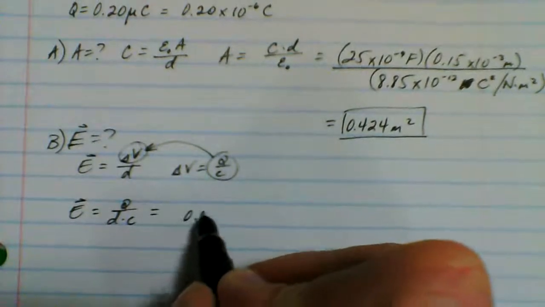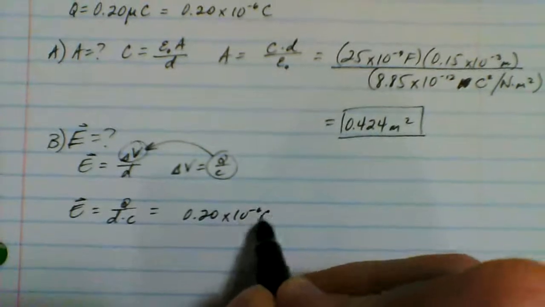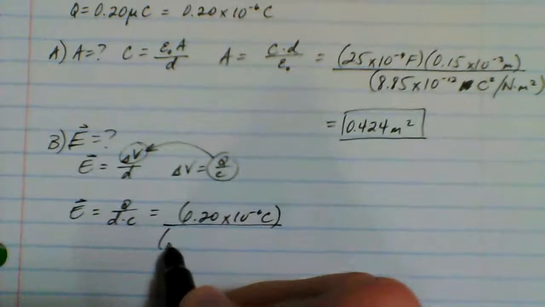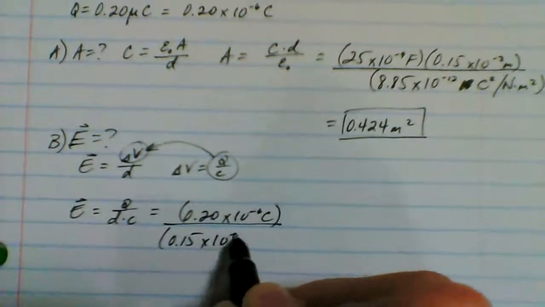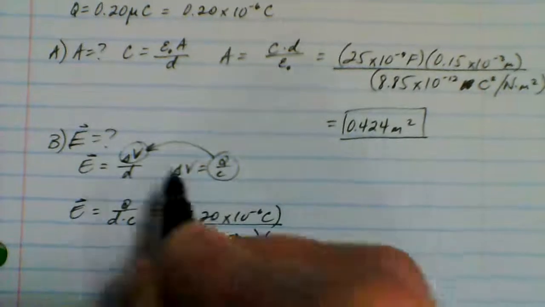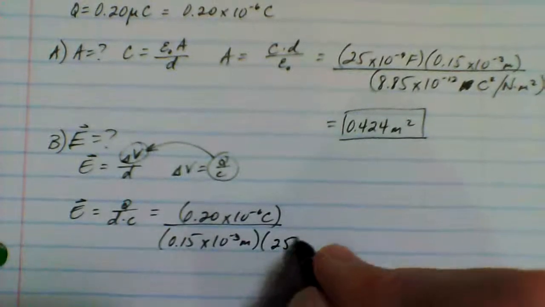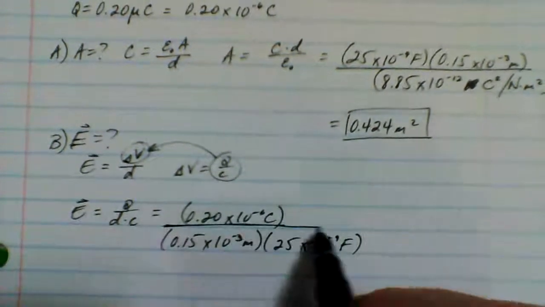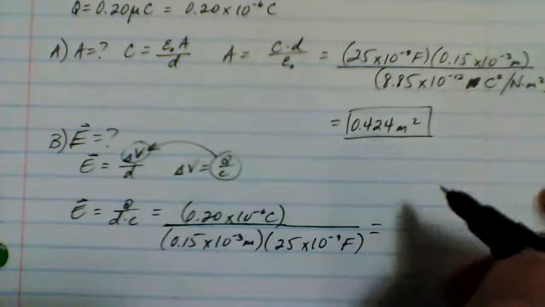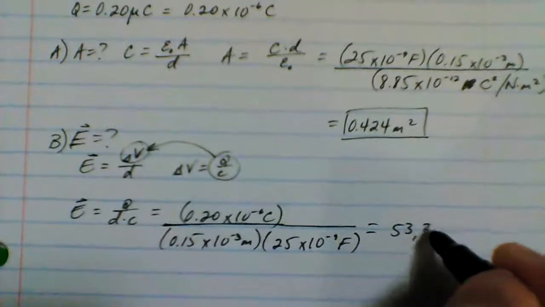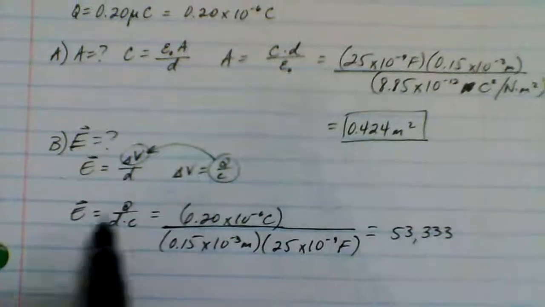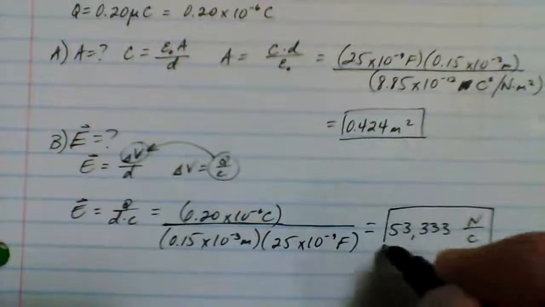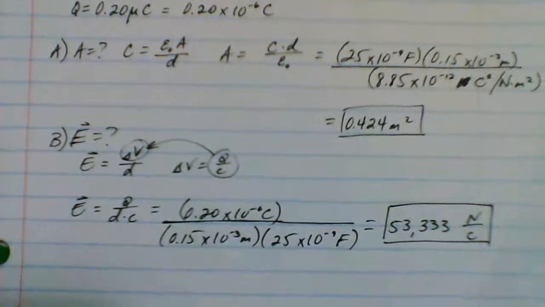Q is equal to 0.20 times 10 to the negative 6th coulombs. Put that in some parentheses. The distance is 0.15 times 10 to the negative 3rd meters. And the capacitance is 25 times 10 to the negative 9th farads. Right? When we put all this into the calculator, we're going to get 53,333. The unit for this is the standard unit for an electric field, and that is newtons per coulomb.